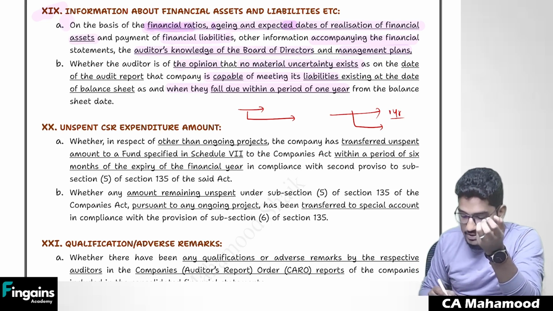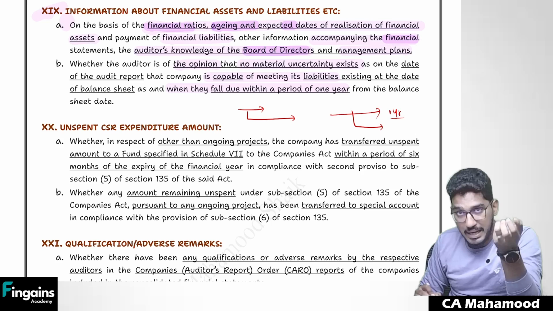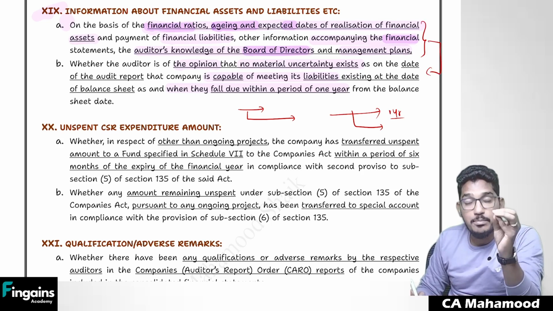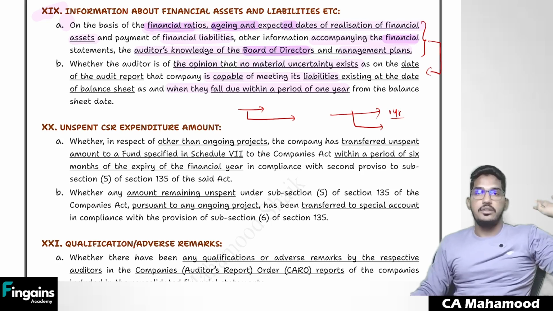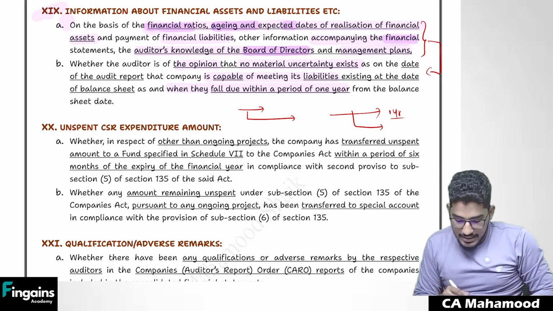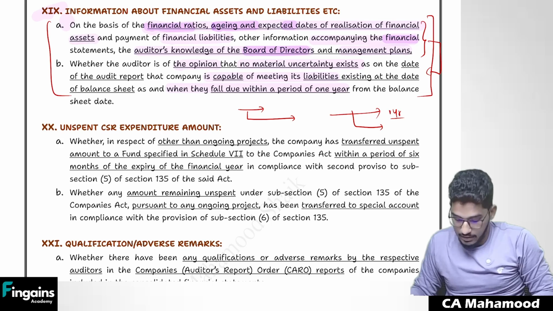You have to do ratio analysis, you have to do aging analysis, you have to use the financial statements, you have to sit with the management and know their plans. After doing all this analysis, you have to give your comment. Is the company in a position to pay all its liabilities which fall due within 1 year, or is there any doubt existing in your mind? Clear? See, once again, this is just an opinion. This cannot be taken as a guarantee by anybody else.